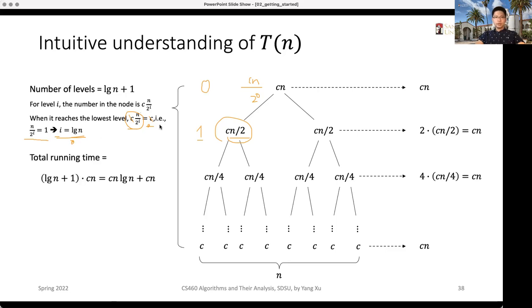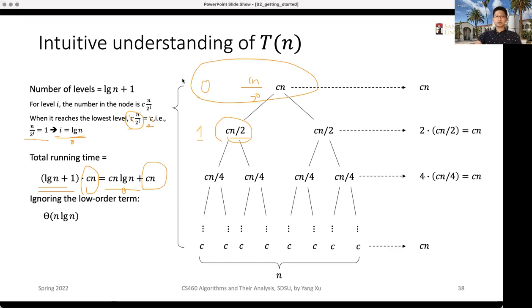So altogether, we will have logarithm of n plus 1 layers, because we need to include layer 0. Okay, so altogether, we have that many layers, and each layer has c times n. So the result will be c times n times logarithm of n plus c times n. Okay, and we can ignore the lower order term, and we know that the linear term is of lower order than c times n times logarithm of n. So the total running time for the merge sort will be big theta of n times logarithm of n.